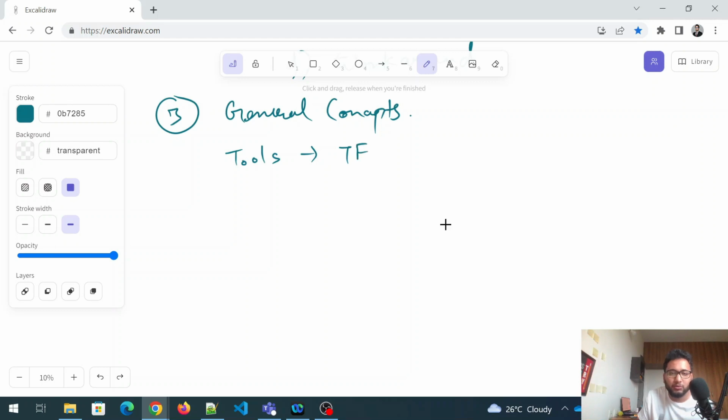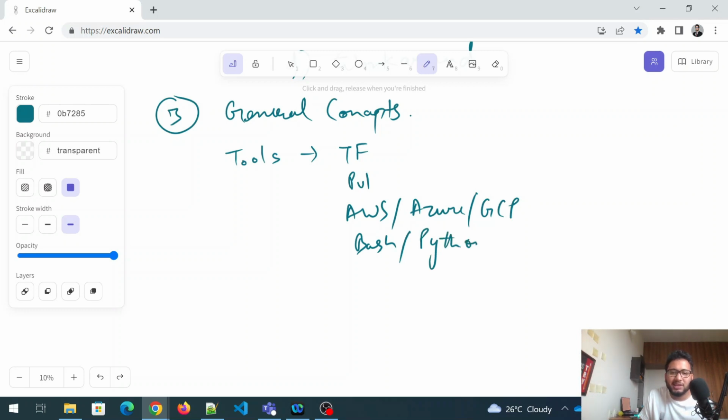I'll be talking about Pulumi, I'll be talking about AWS, Azure, GCP, or cloud in general, or any programming language or script that I'm talking about. I'll be talking about Bash programming, Python, PowerShell, anything for that matter. So I'll be asking basic questions on this, ranging on the experience level and the complexity of the question. That's what I've been asking since I've taken interviews.